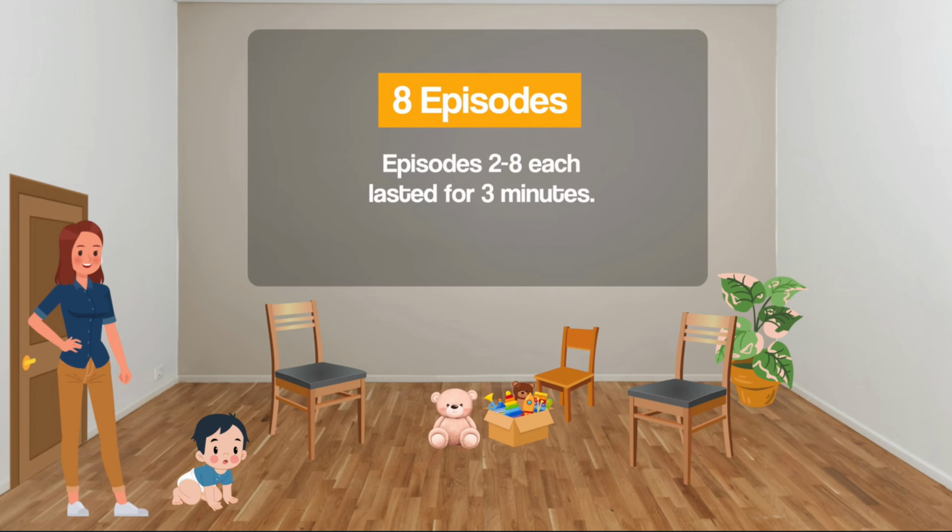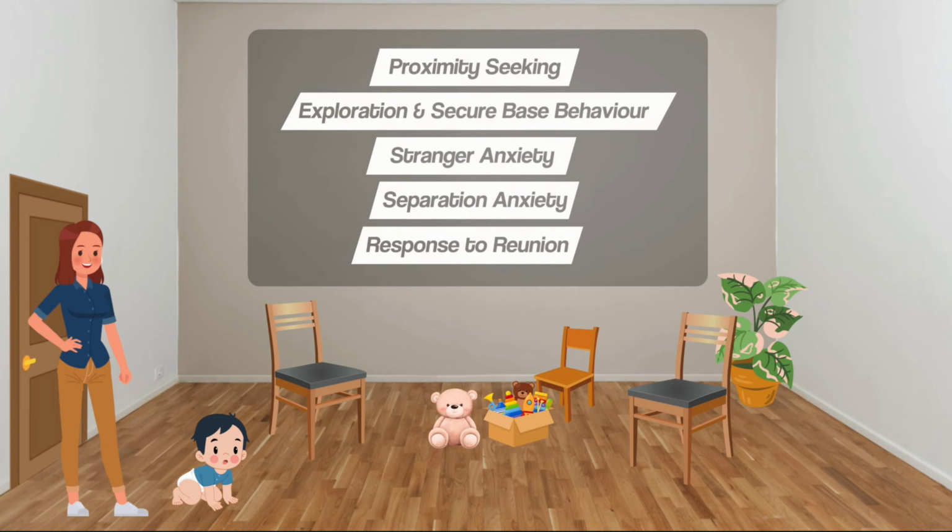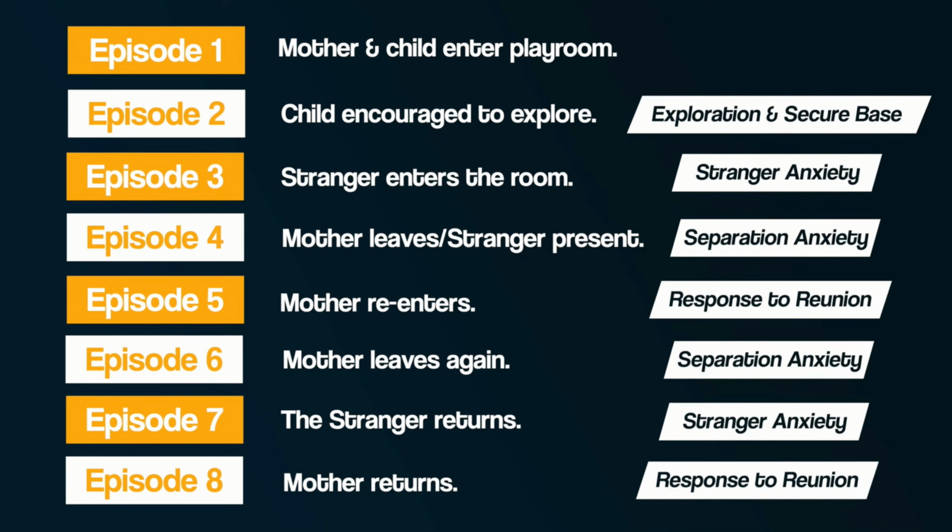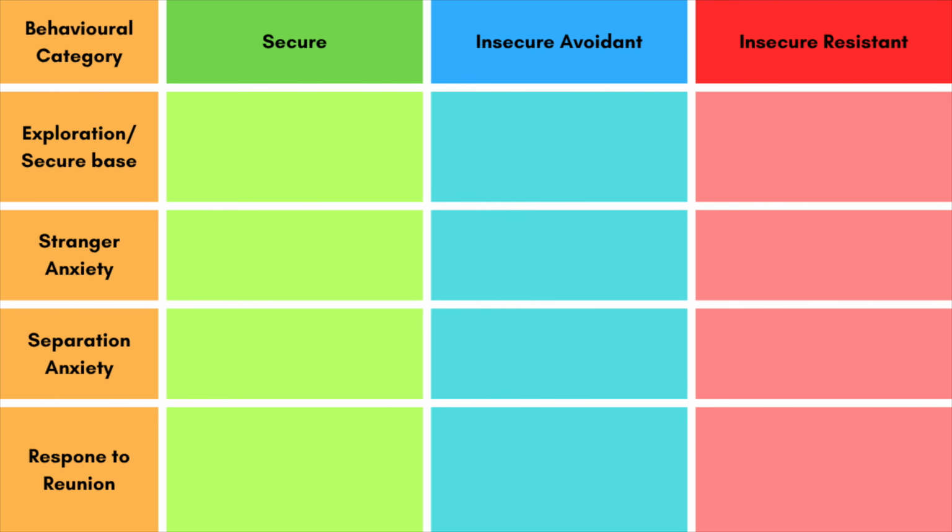The procedure involves a series of 8 episodes where the child's behaviour is observed using categories such as exploration and secure base behaviour, stranger and separation anxiety, and response to reunion. Specific episodes were designed to measure how the child interacted with their mother, a stranger, and the environment, helping identify different attachment types. Ainsworth identified 3 attachment types.